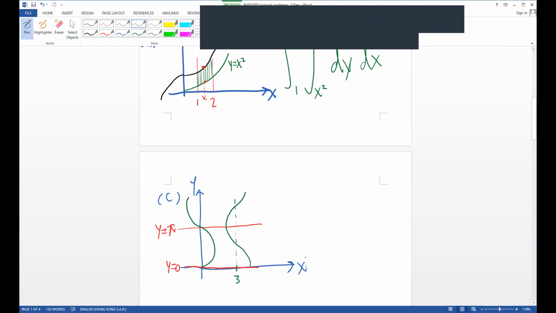So then again, the region bounded by all 4 lines is this region here. This time, of course, you'll see that it's easier to cut the region like this, right? So that means you do dx first, and then you do dy.